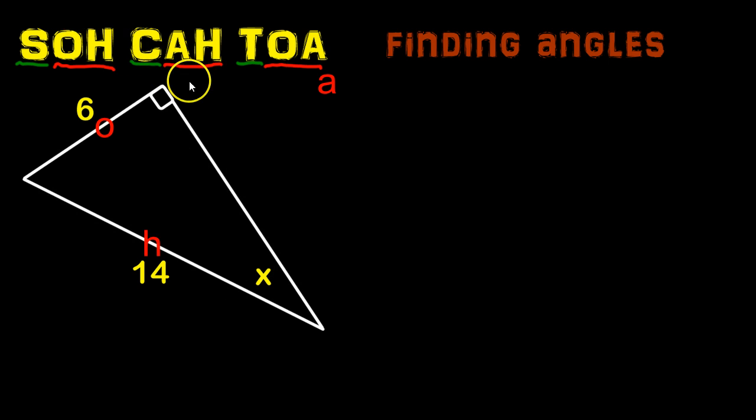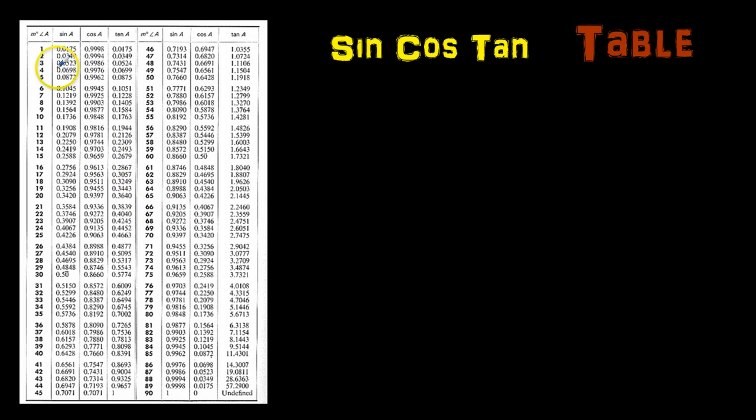Okay, so let's set up our equation here. So we have the sine of an angle. So we're missing the angle now. So the sine of x is equal to opposite, which is 6, over the hypotenuse, which is 14. So now essentially what we're going to do is look this value 6/14 up in this table of values.